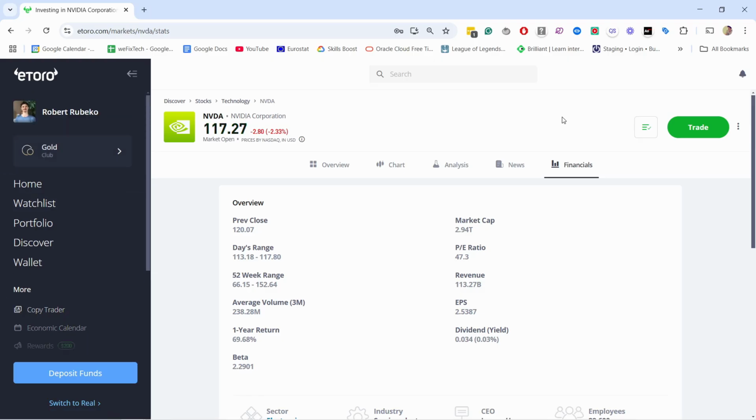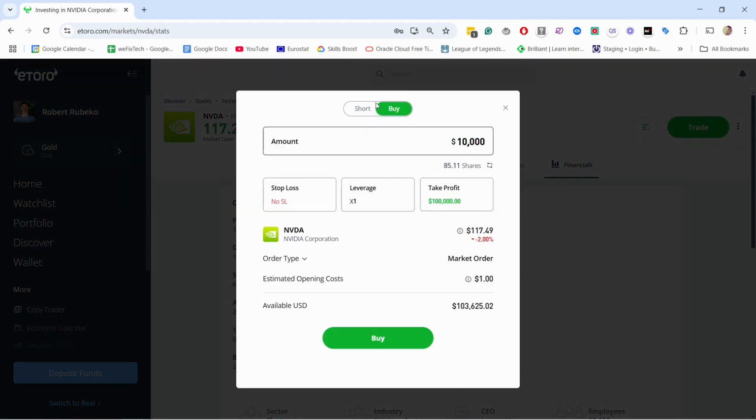Okay, but let's say we decided NVIDIA is the one we want to go with. So let's click on trade here. And here you have the buy and short. So we're going to focus on buy, but I'm going to mention what short also means. Buy basically is when you buy a stock and if it goes up in price, that's good for you. That's how you make money. Short is the opposite. Basically, you're saying, hey, if this stock goes down in price, I'm going to make money. I'm not getting into details how it works, but basically you're betting against this stock. So if it goes down, then you make money.